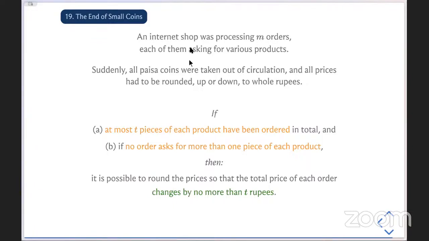Let me quickly ask if the claim that we are making makes sense. We want to show that if every product has been ordered or asked for by at most T customers, and every order consists only of distinct products, then there's a rounding strategy that changes the total price of each order by no more than T rupees. Does that make sense?